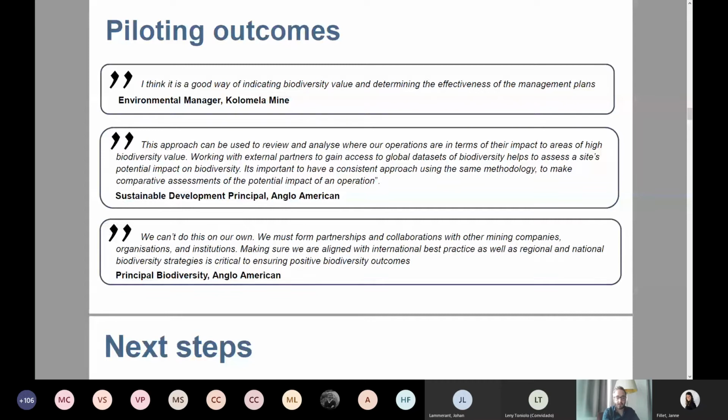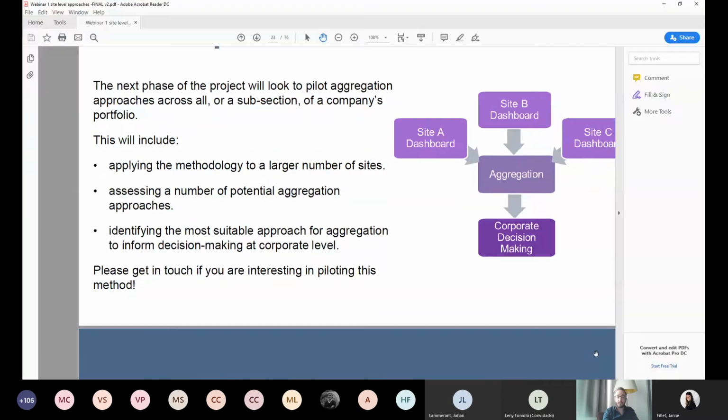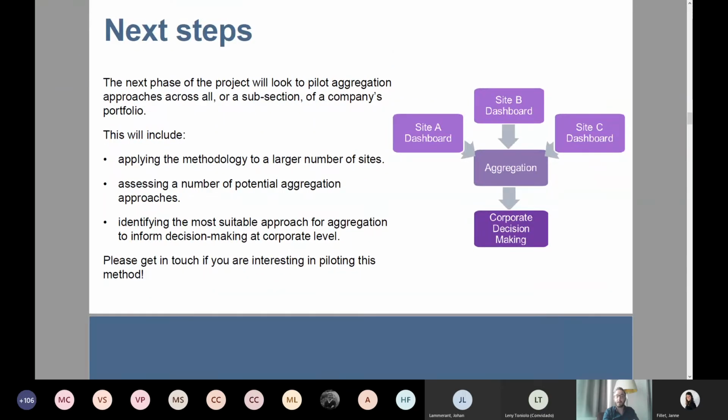And if you move to the final slide to just wrap up, as I've mentioned, we will now be progressing to piloting the third stage of the methodology over the next year. One of the key things that we'd like to highlight here is that if there are any companies on the line listening to this who will be interested in potentially piloting this method, then please do get in touch with us, and we'd be happy to discuss both your needs and what this methodology could offer to you.